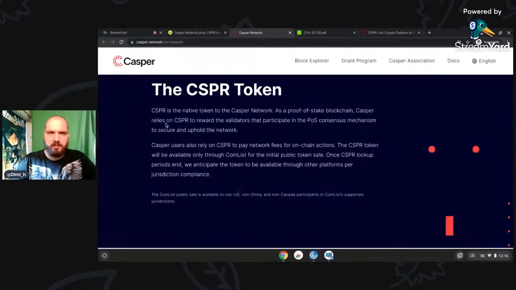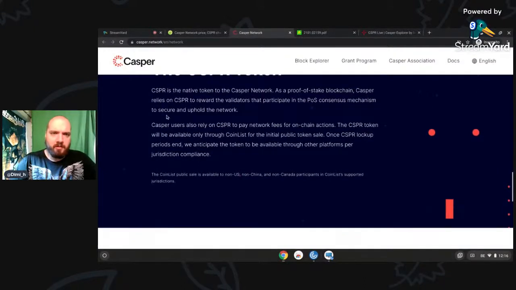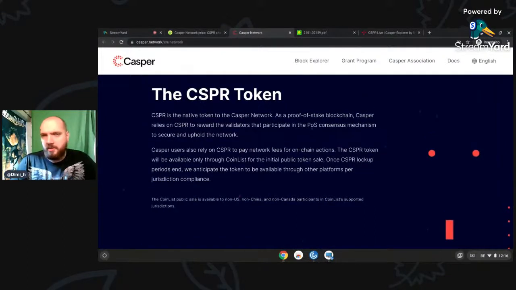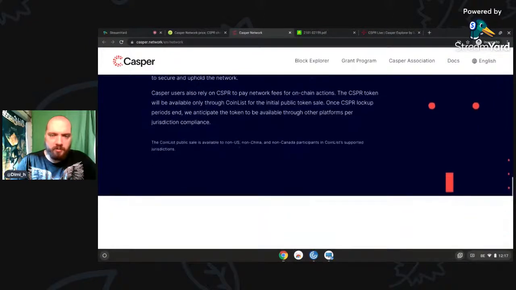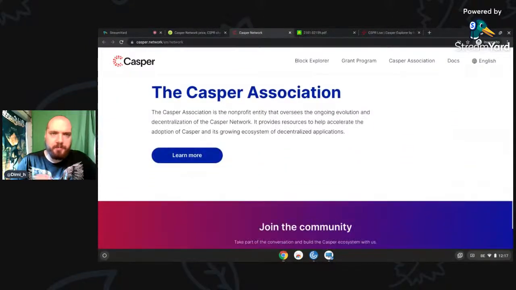Token. The native token to Casper relies on Casper to reward the validators that better participate, and pay network fees for on-chain transactions. So yeah, it's both a governance token and a form of payment. So it's really like Ethereum, where I have to consider the coin itself.